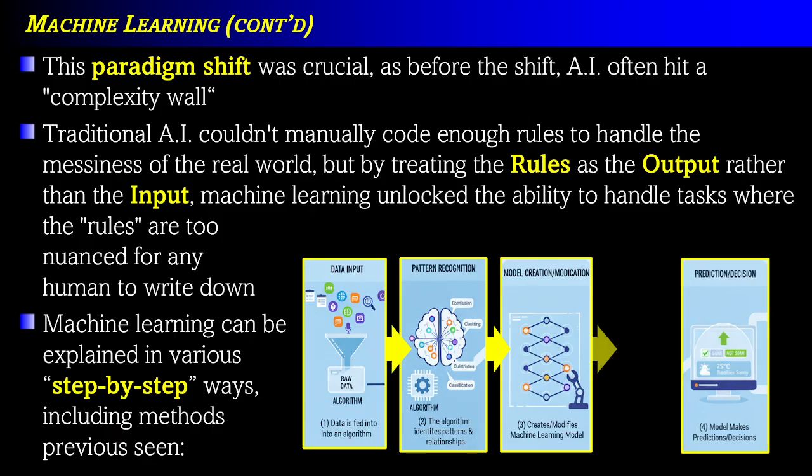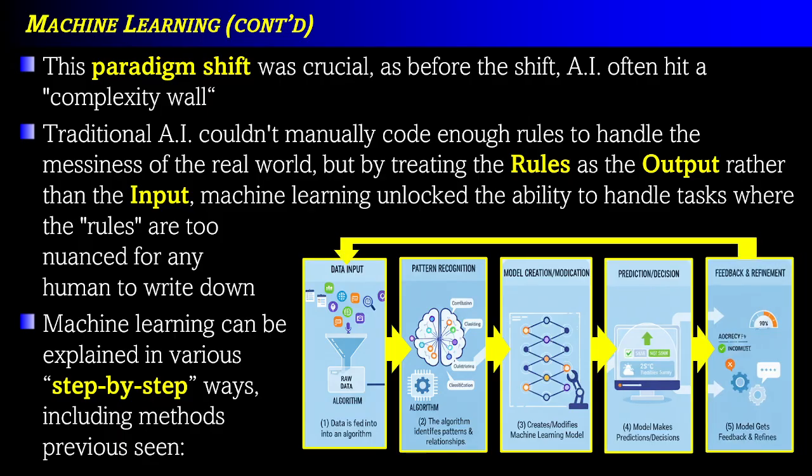Machine learning can be explained in various ways that are step by step, including methods previously seen. The data comes in to an algorithm. The pattern is recognized and identified through the algorithm. The model creates or modifies itself. The model makes predictions and decisions, and then the model gets feedback and refines itself iteratively back to the input phase.